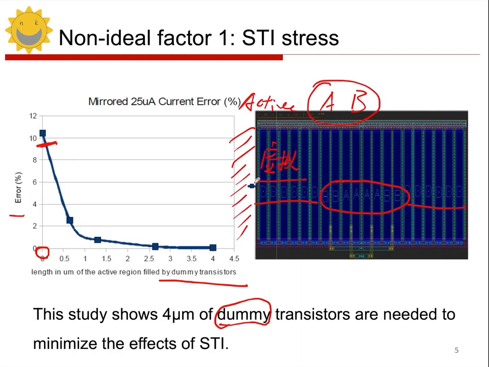Now, as the length of our dummy transistors gradually increases, so does the distance between our STI and A and B. This gradually reduces the impact of STI stress on the channel regions of A and B. We can see that when it reaches 4 microns, their deviations have almost dropped to 0. So having this 4 micron dummy transistor is very necessary. It can reduce our STI stress issues to a very low level, to the point where they can be considered negligible. So this is what we have regarding the STI stress problem.